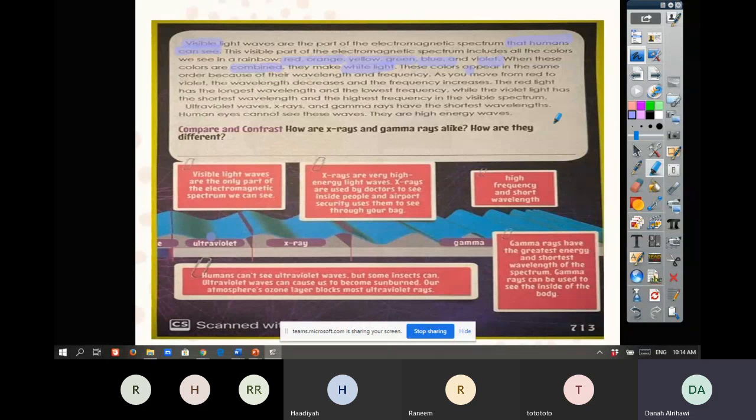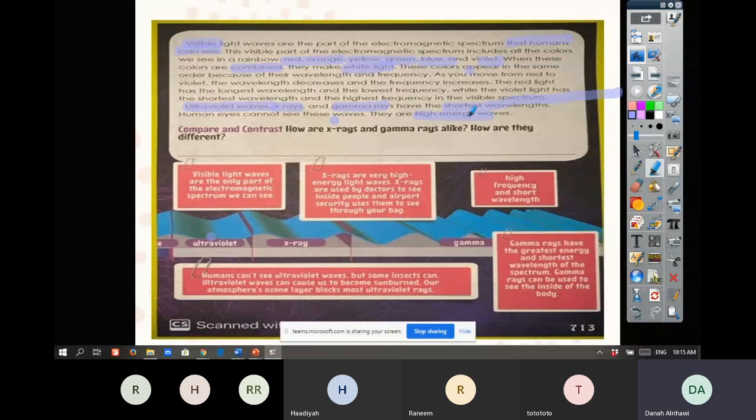Now, I want here ultraviolet waves. Ultraviolet is after the violet. Then X-ray and also gamma rays have the shortest wavelength. All of them become shorter, but gamma is the shortest one. The human eye cannot see these waves. They are high energy.